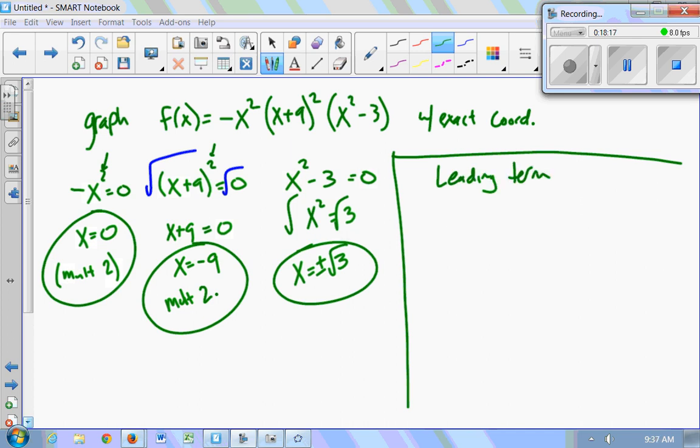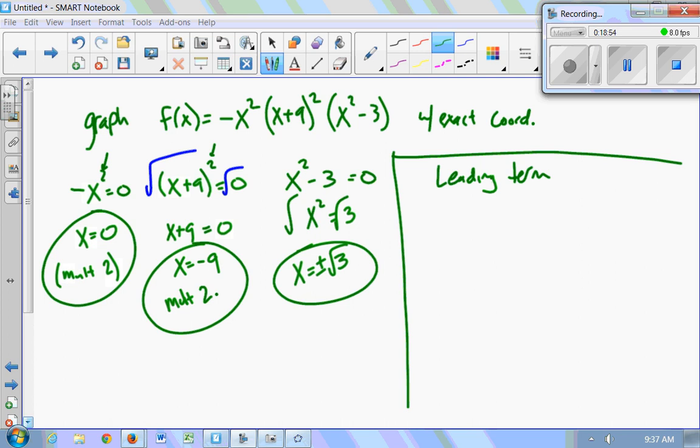Let's look at the leading term. Because the leading term tells us about the end behavior, right? So this way we can get sort of the big picture of what the graph looks like. Well, what's that? If I pretend you were going to multiply this all out, I mean, it would take forever, right? You'd have to do x plus 9 times x plus 9, and that would come out as something quadratic. Then you'd distribute this negative x squared, and then you'd have to multiply all of that by x squared minus 3. It would take a long time. It would be very tedious. But you can imagine if you were to do it, you can figure out what the leading term would be without having to do all of it.